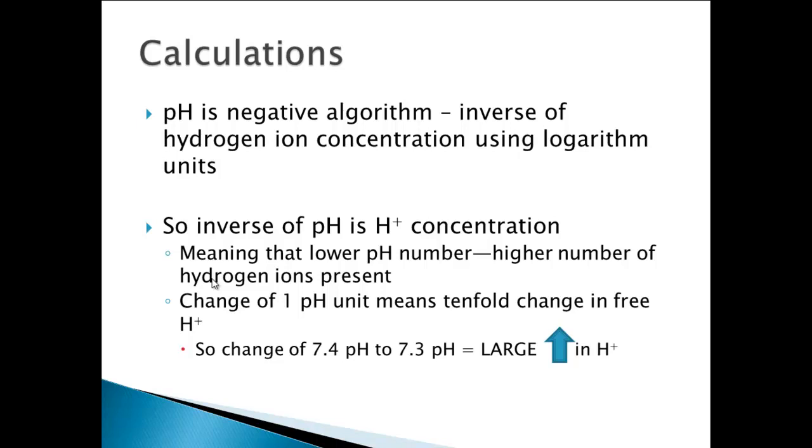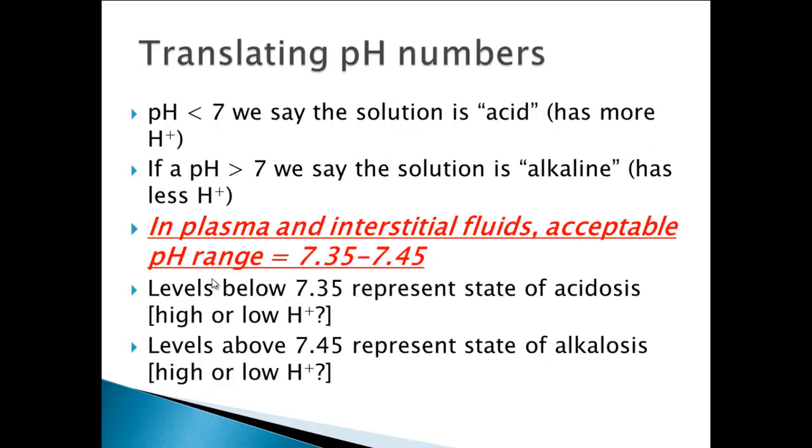Since it's a negative logarithm, the inverse of pH is the hydrogen ion concentration, meaning that the lower the pH number, the higher the number of hydrogen ions present. If we change 1 unit of pH, there's a tenfold change in the free hydrogen ion. So if we move from a pH of 7.4 to 7.3, it's going to increase the hydrogen ions, and in fact increase it quite a bit. That is why the body keeps the pH in a fairly tight range.